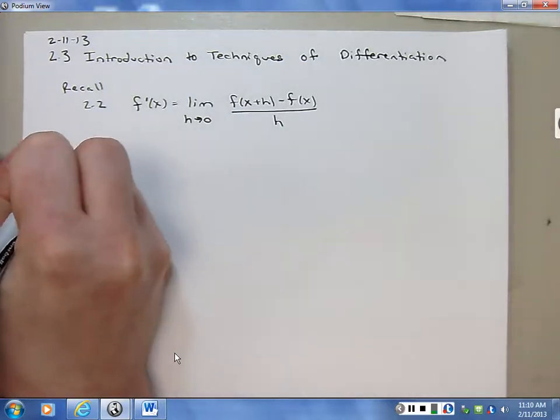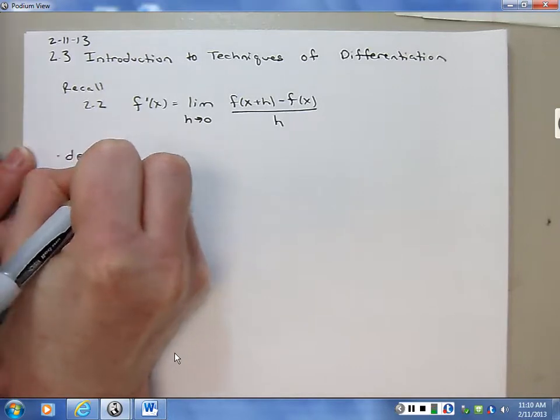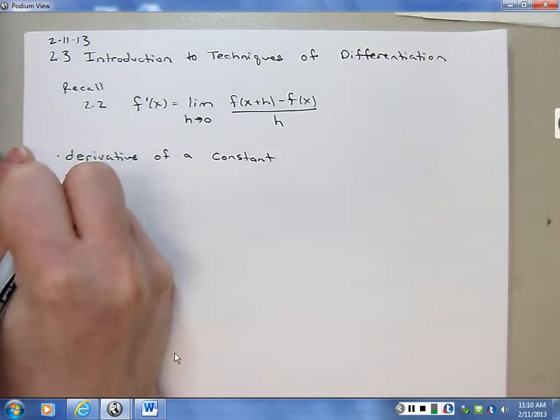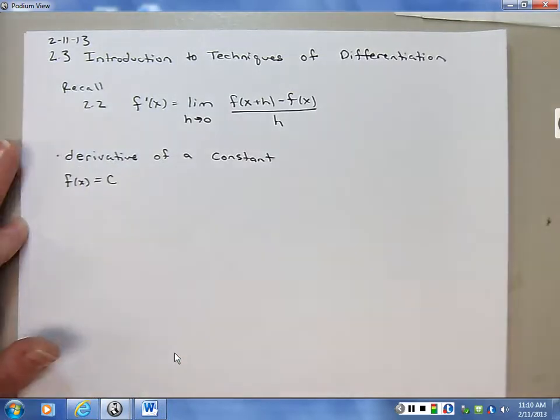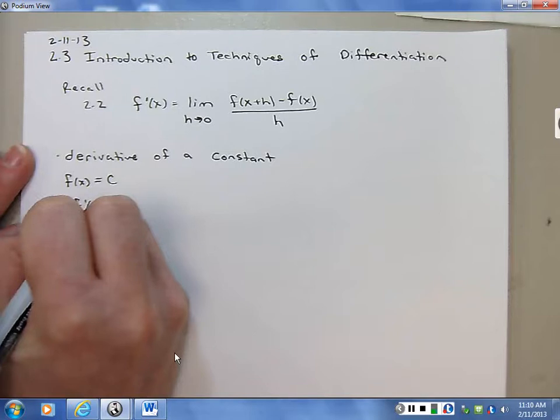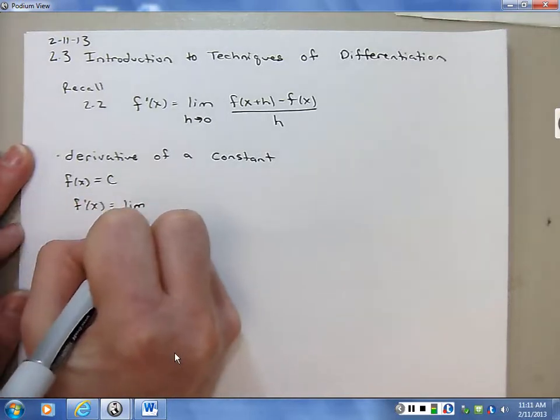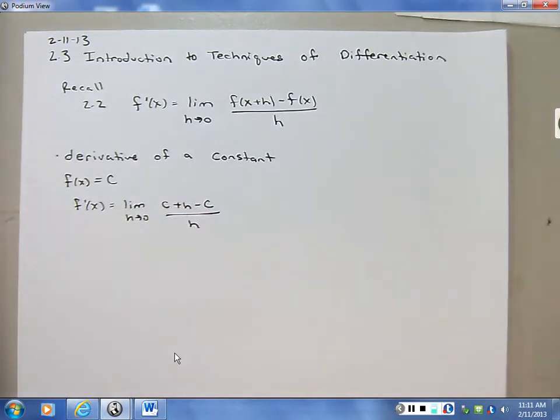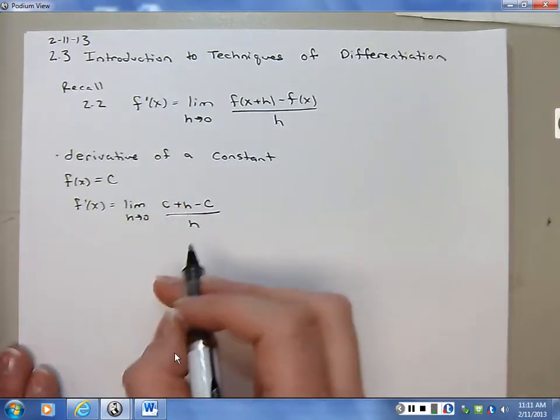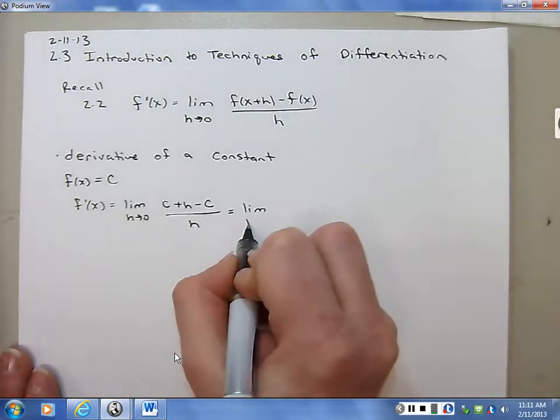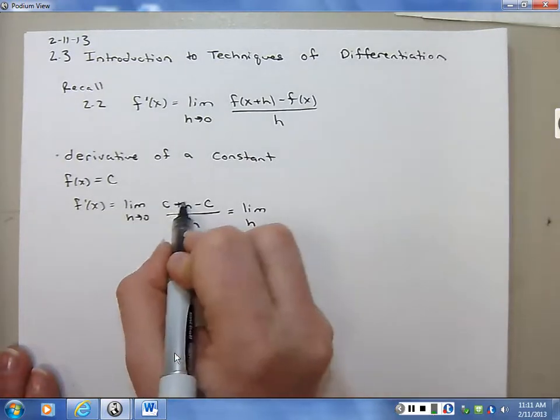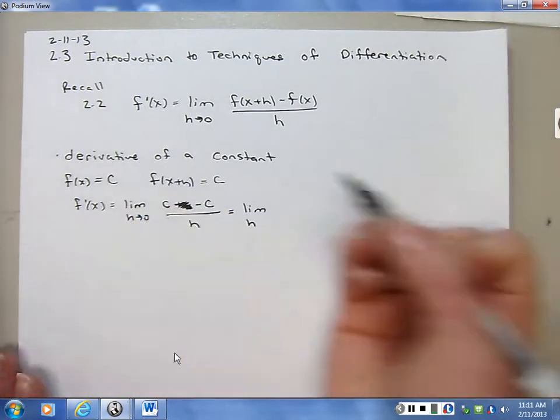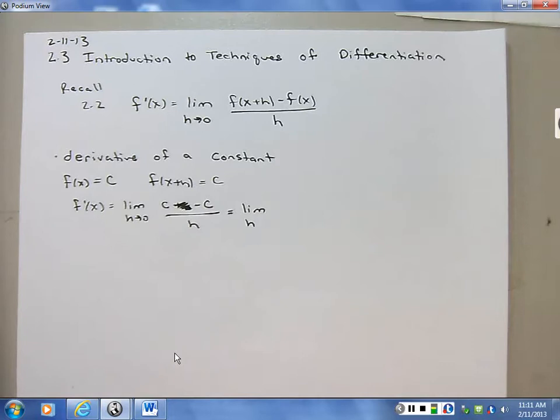So let's find the derivative of a constant. Let's take a function f of x and call it c, where c is a constant. If I do it by the definition, I get the limit as h goes to 0 of c minus c over h. Sorry, not c plus h, there's no h there. If I replace f of x plus h, that's just c. There's no variable to plug x plus h into, right?